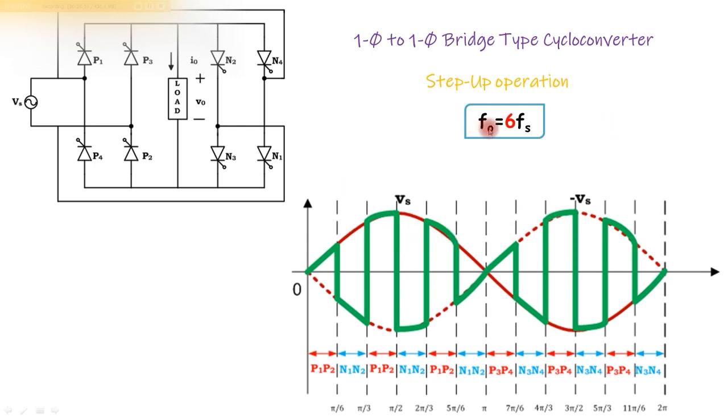So to obtain 6 times the input frequency, 12 switchings divided at an interval of 30 degrees, and the output is like this. So there are 1, 2, 3, 4, 5 and 6 cycles of the output.